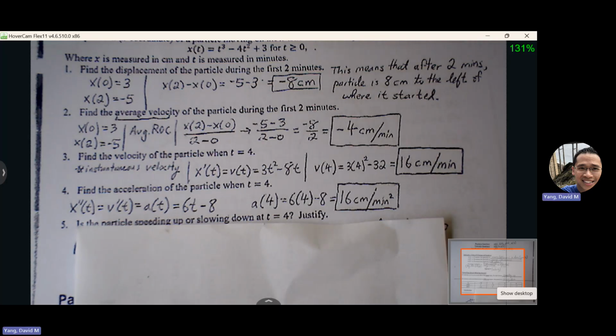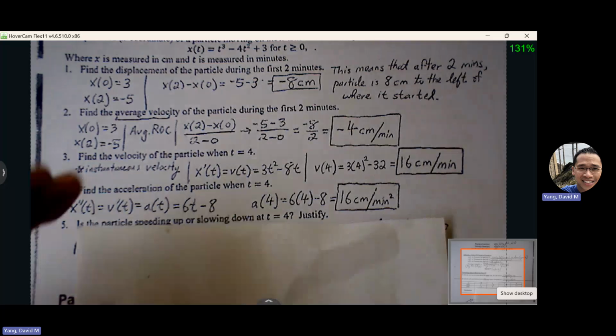Speeding up, slowing down, increasing or decreasing speed. For number 5, we want to ask, is the particle increasing or decreasing speed? We have to compare signs. So at t equals 4, we have the data that we need. We have the velocity at 4, we have the acceleration at 4. They're both the same signs. So that tells us our speed is increasing.